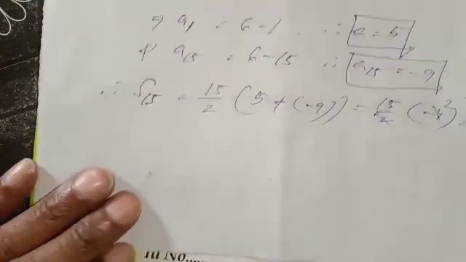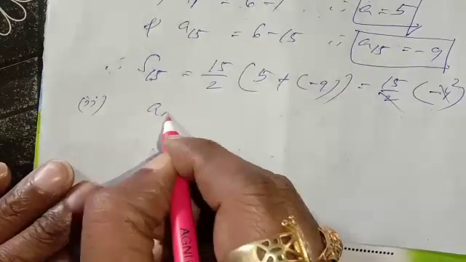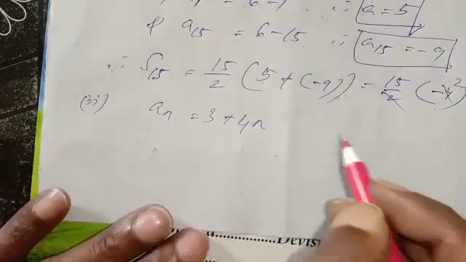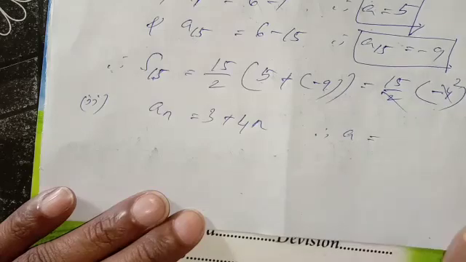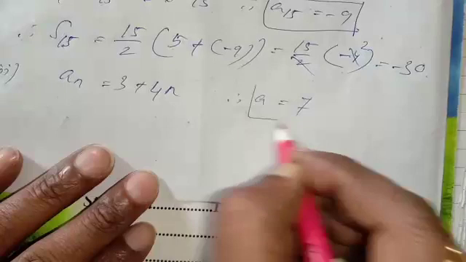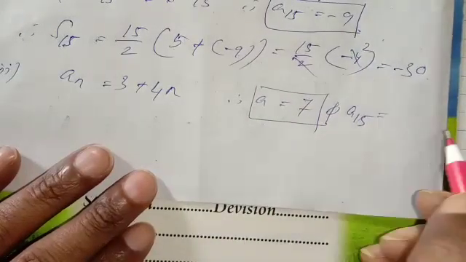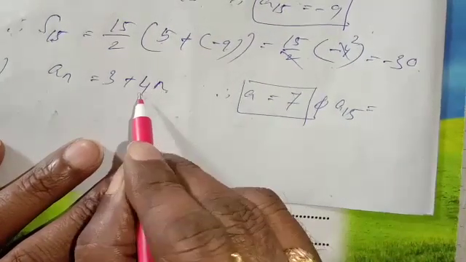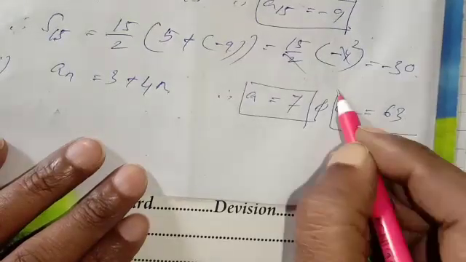Let us go to the second part. The nth term is given as 3 plus 4n. Therefore for a1, the first term, I put n equal to 1, and this will be 7, so a is equal to 7. And how do we get a15? Putting n equal to 15 for the last term, 15 fours are 60, 60 plus 3 is 63. This is the last term, the 15th term.